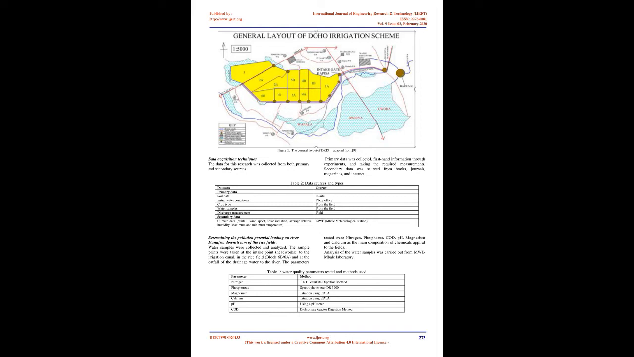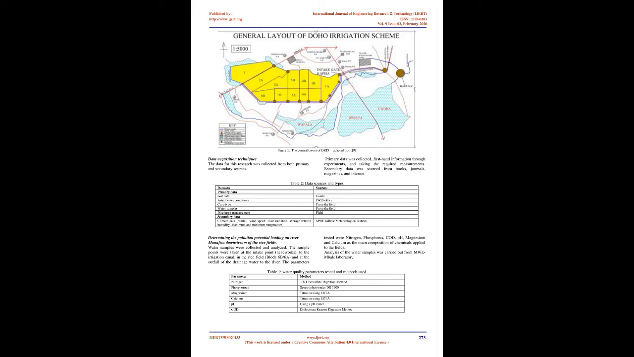Data acquisition techniques. The data for this research was collected from both primary and secondary sources. Primary data was collected as first-hand information through experiments, and taking the required measurements. Secondary data was sourced from books, journals, magazines, and internet. Determining the pollution potential loading on River Manavway downstream of the rice fields. Water samples were collected and analyzed.